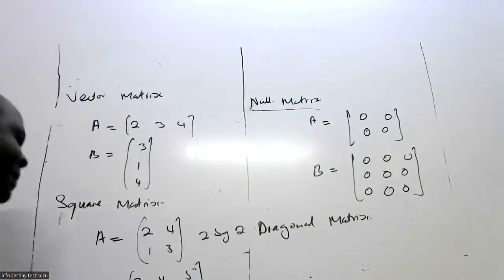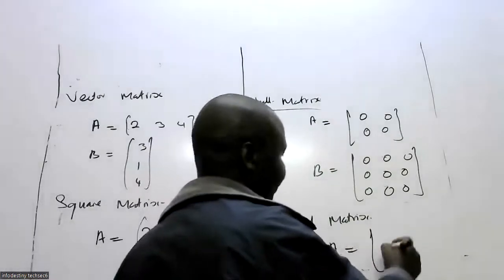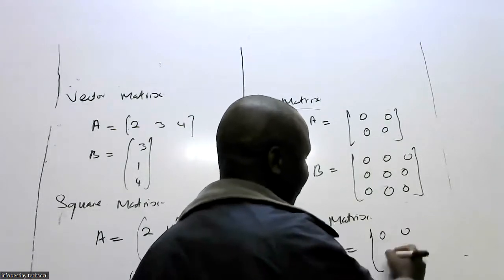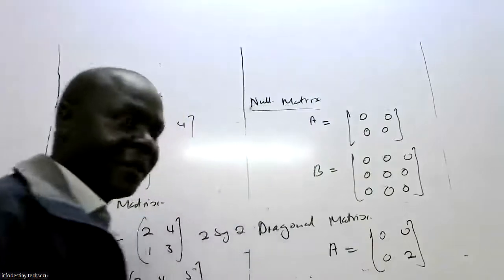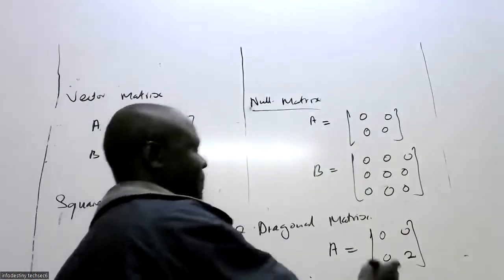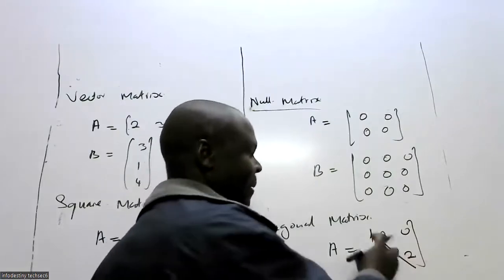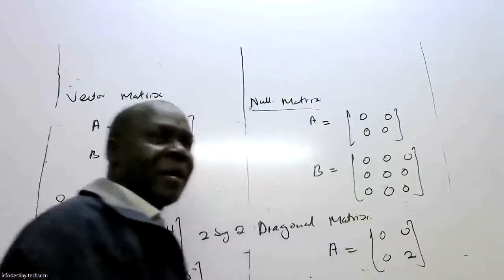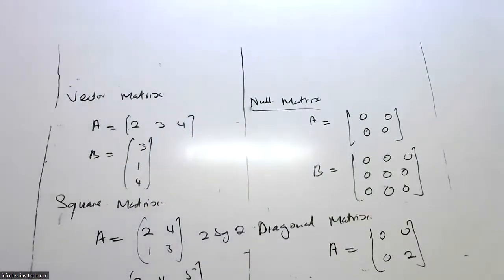Now we look at the matrix, like we talk about A equals maybe 0, 0, 0, 2. That's known as the diagonal matrix. This particular diagonal is what we call the leading diagonal, or the primary diagonal. So another one, we go to the scalar matrix.